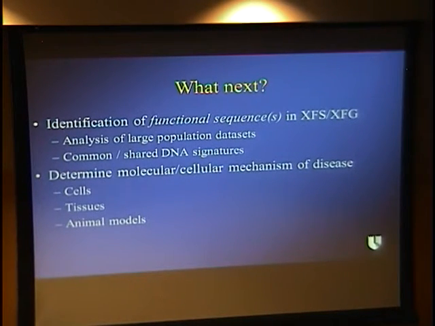So what do we do next? This is kind of the concluding thoughts and where we're all going here. We need identification of functional sequence, and we need to find what is in fact functional here. We have found a region that appears to have a functional role. And so we're now currently analyzing large population data sets in Japan, and the original deCODE data set, and we have DNA from actually every continent except Antarctica, in conjunction with Tin in Singapore and the Icelandic group.